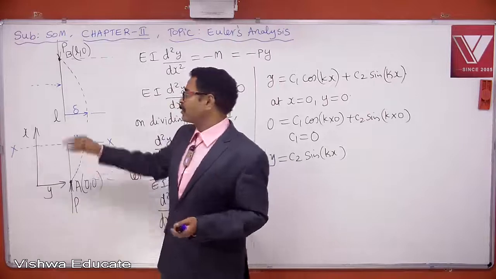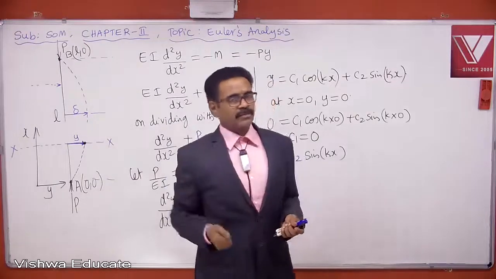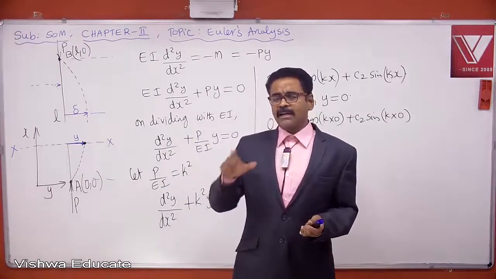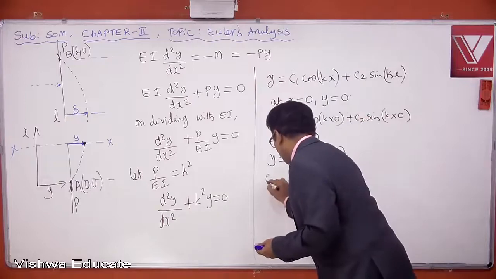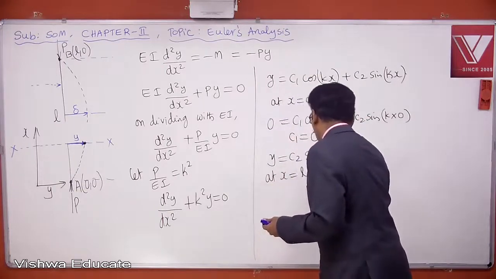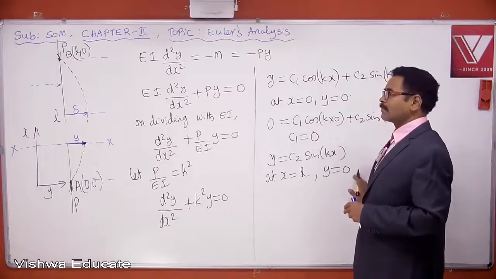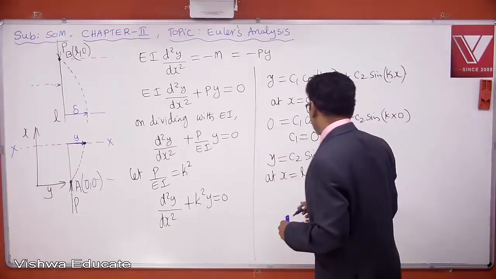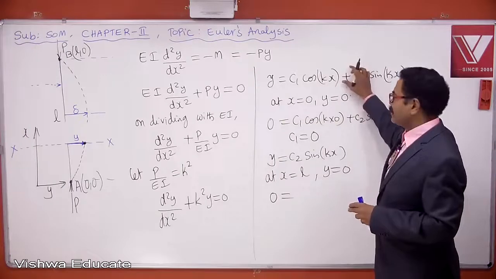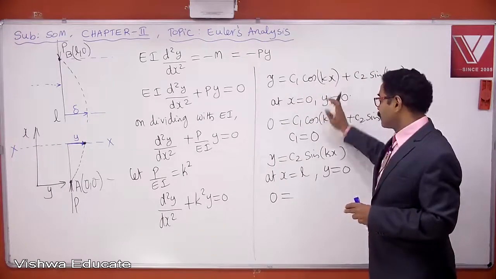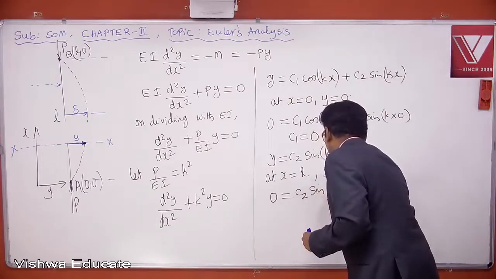X is equal to L means the second pin joint or pin joint B. At a pin joint there is no possibility of deflection or displacement. Only slope is possible. Here Y indicates deflection or displacement of the column. Alright. Let us use the second boundary condition. Let x is equal to L, y is equal to 0. This boundary condition is given by pin joint B. Then 0 is equal to, I am putting this boundary condition in this expression. In this expression already C1 is 0. This expression is reduced to C2 sin kx. So 0 is equal to C2 into sin KL.